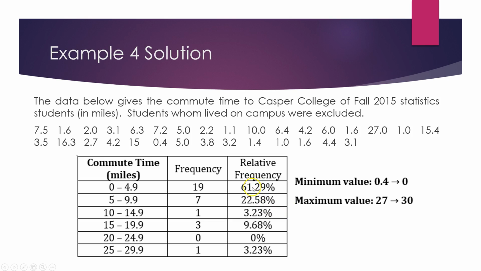Just like before, the relative frequencies are 19 divided by the total, converted to a percent, 7 divided by the total, converted to a percent, and so on. One thing I would make sure every time is that these percentages add to 100, and I also always check that the frequencies total to the number that I had in the original data set.